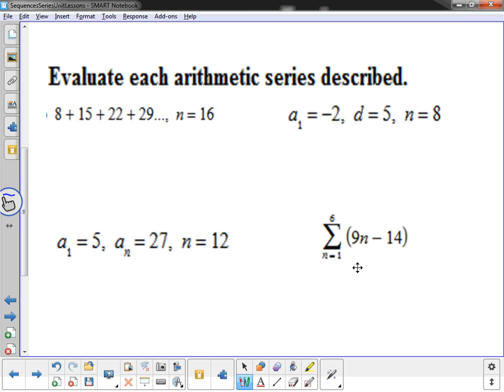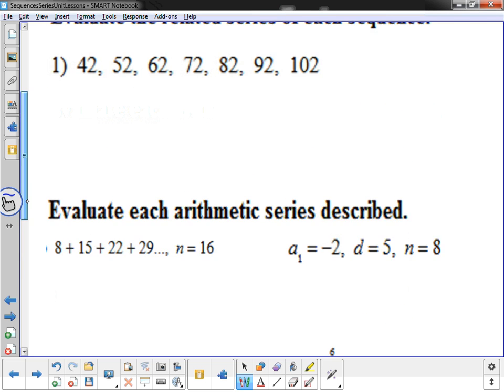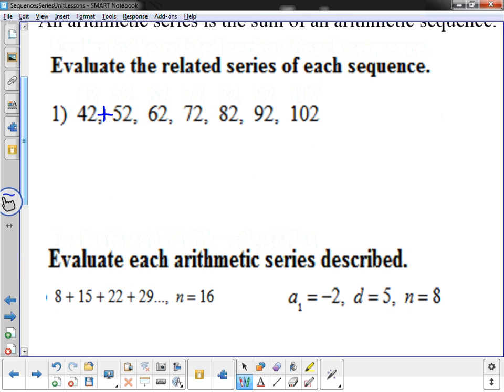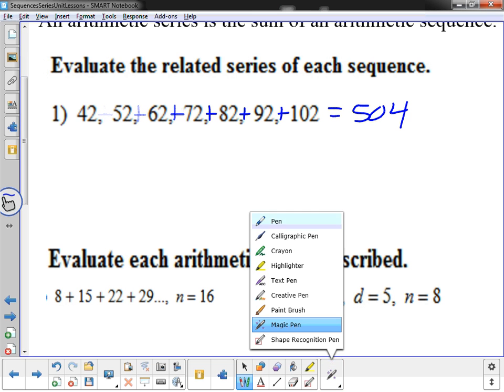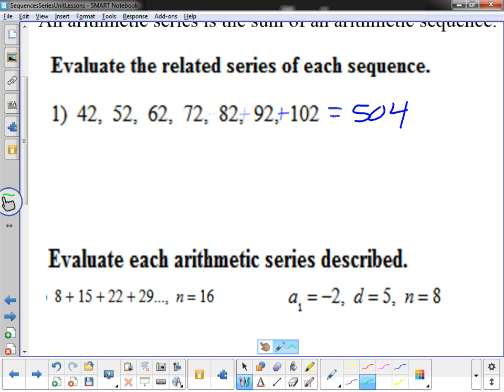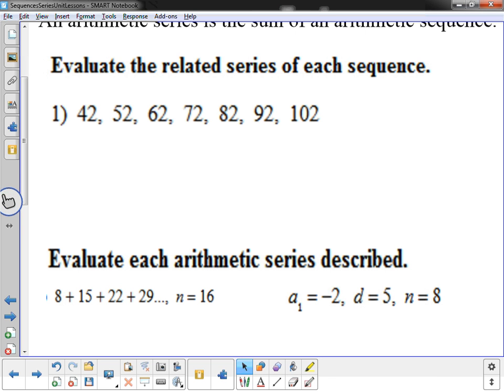So we have these 4 completely different types of problems, and we could do, just like we did this one, find each term and then go ahead and add them up and get 504. We could do that. Small problem with that. That first problem down on the bottom, we have 16 terms. We don't have all 16 terms yet. We'd have to find all 16 terms. So let's see if there's another way we can do this.